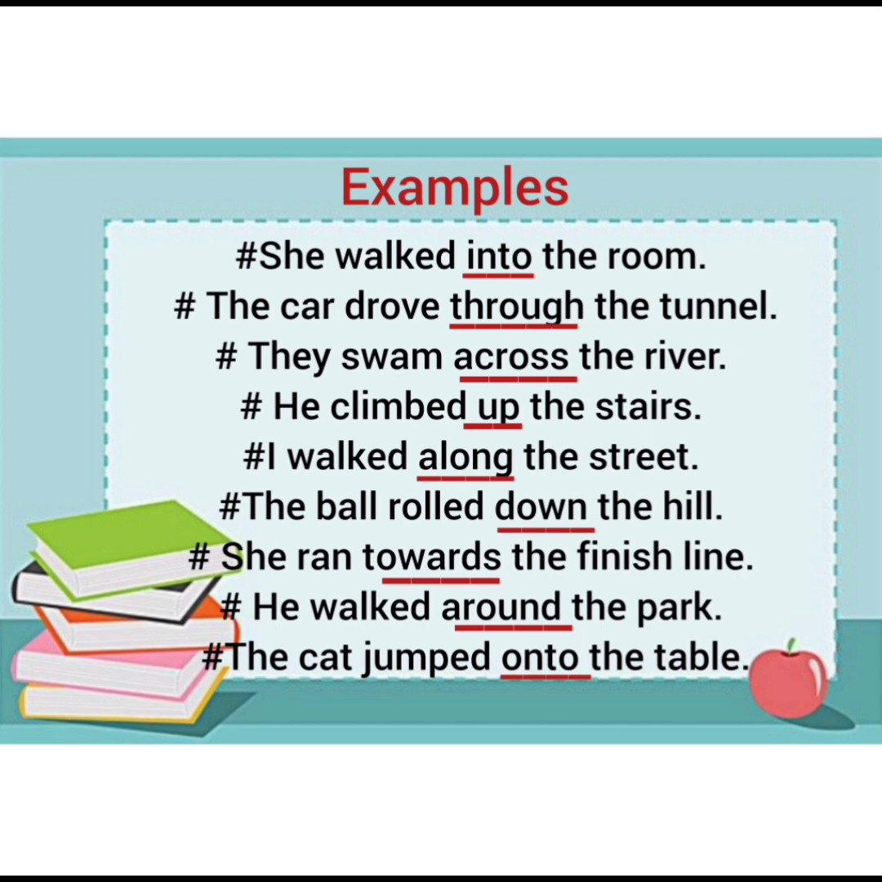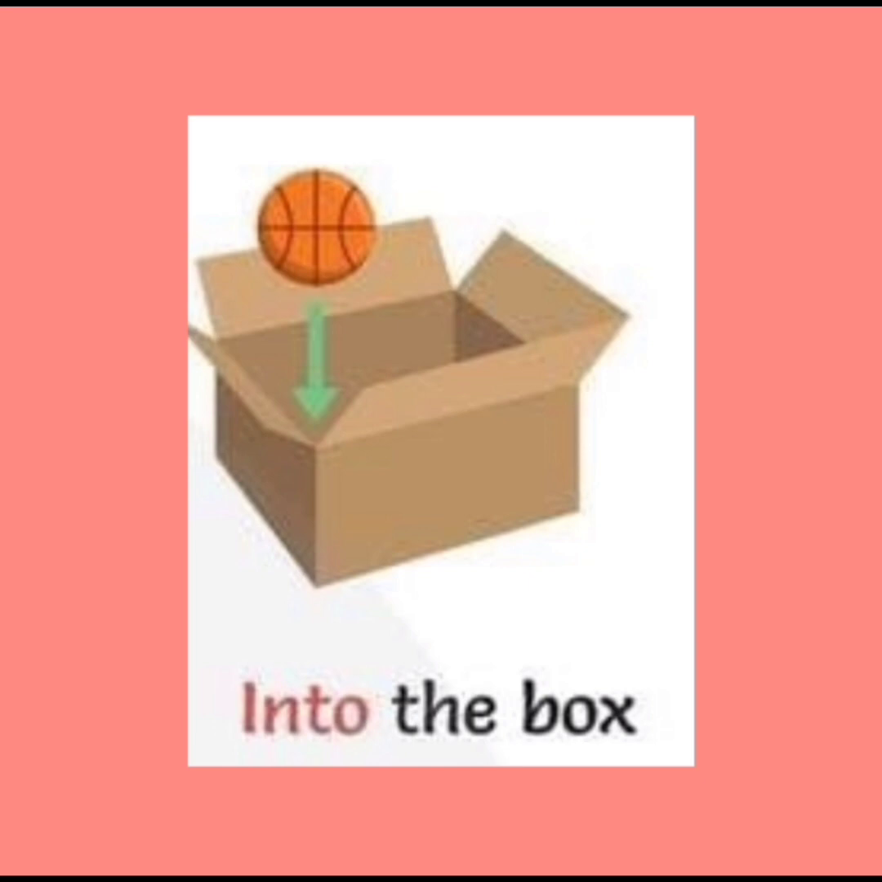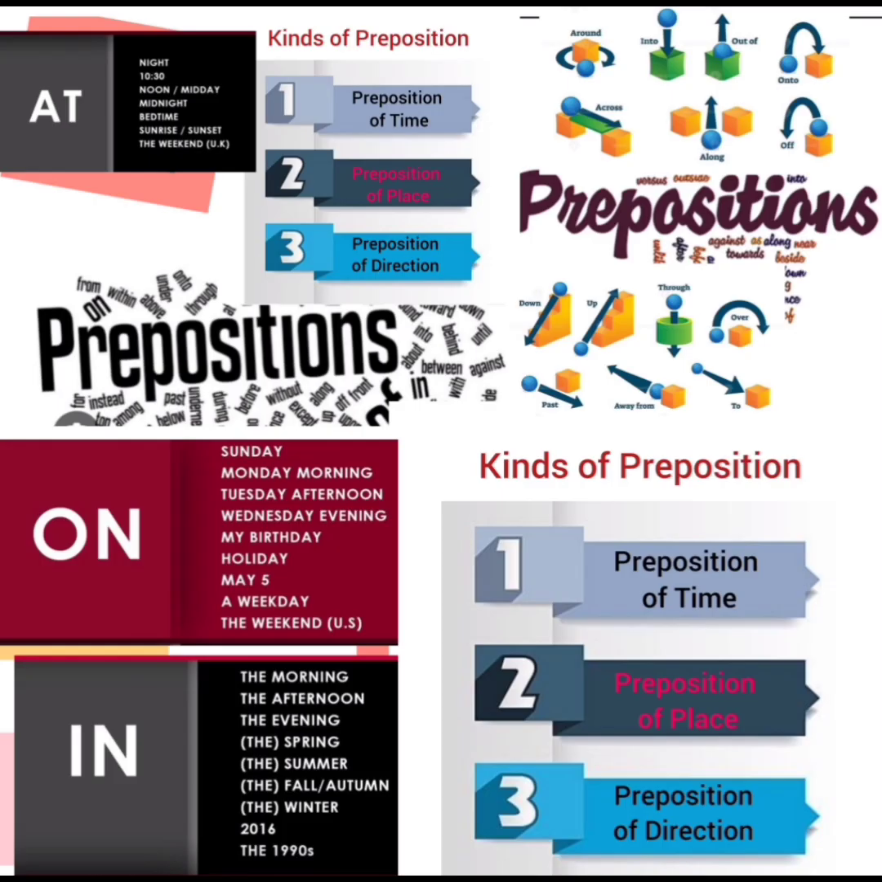Now the difference between a preposition of direction and a preposition of place is this: when the word into is used as a preposition of place, it will show the actual place where a certain thing is present. And if we talk about into as a preposition of direction, it is used to show the direction of the particular subject. So this was all about the kinds of prepositions.